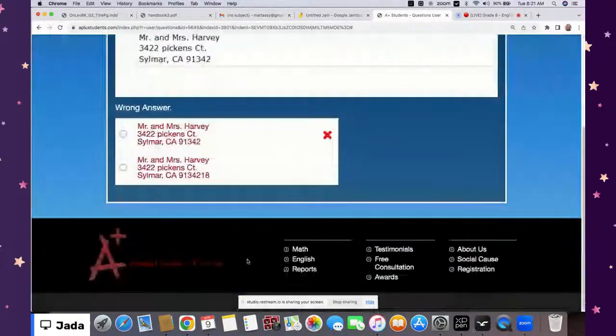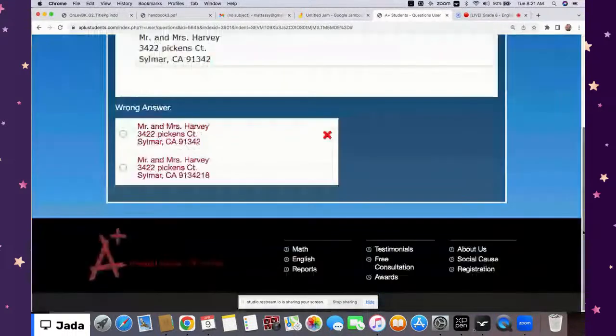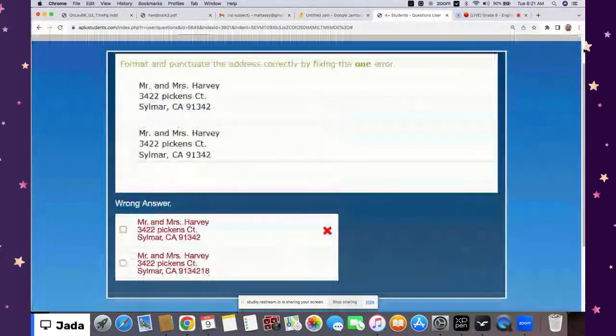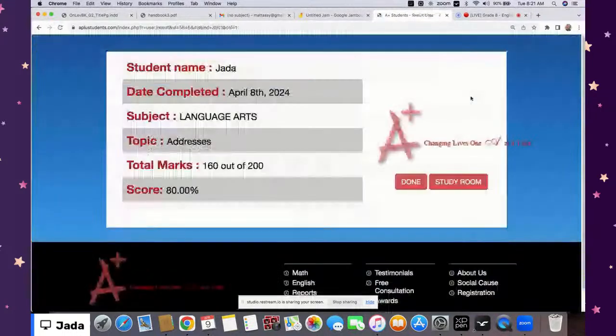We would have same option. I think there's really something wrong with the options. But yeah, Pickens only needs to be in capital letter. Okay? So that's basically it for the pattern of the addresses. So you have to make sure that you follow the right pattern for address.